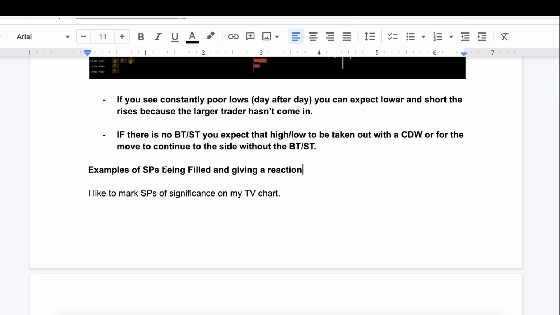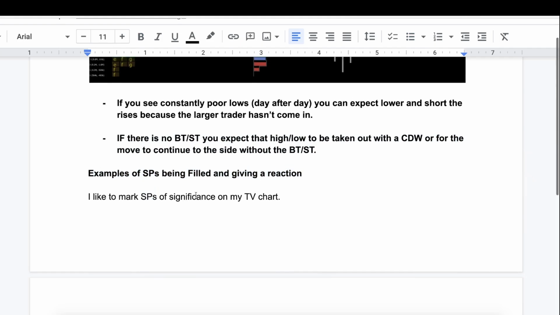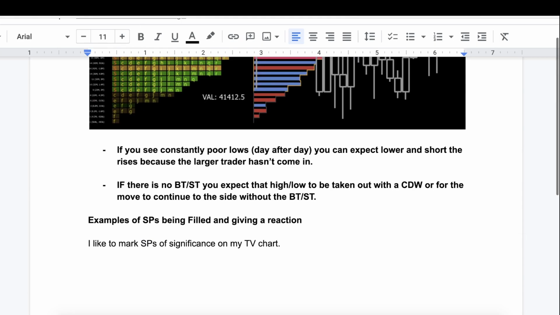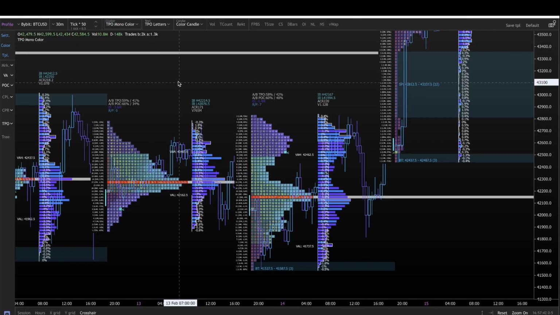So I did give some examples of this already, and I did mention the fact that I like to mark these levels of significance on my TradingView chart. I really enjoy trading these single prints. I have gotten some really good trades.